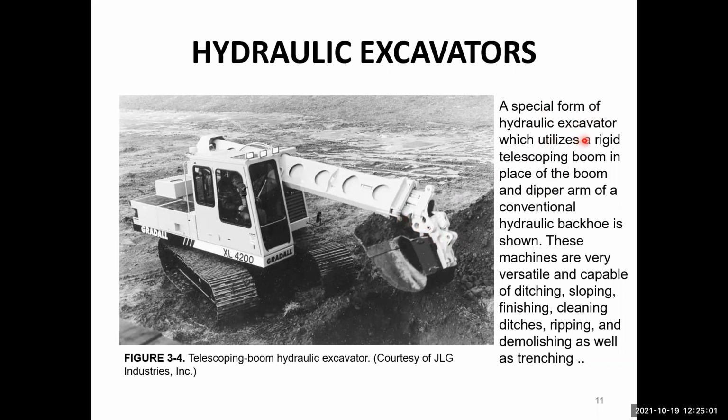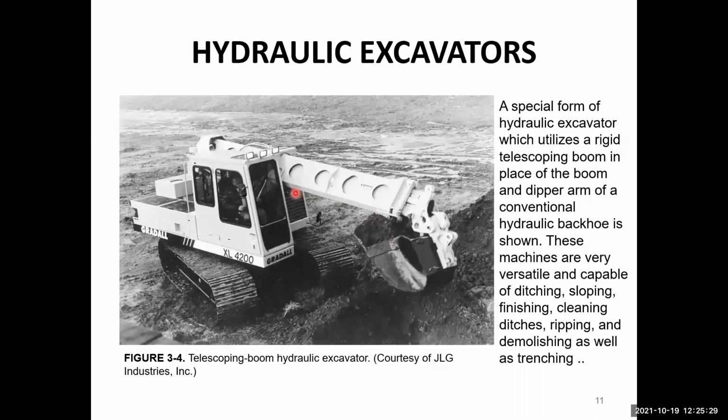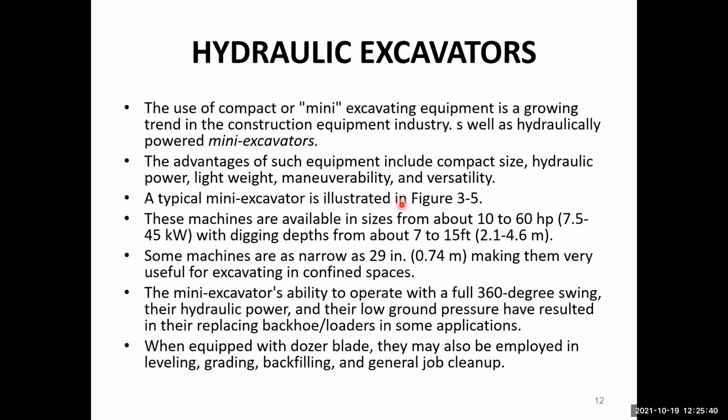So a special form of the hydraulic excavator which utilizes a rigid telescoping boom in place of the boom and dipper arm of the conventional hydraulic backhoe is shown here. These machines are very versatile and capable of ditching, sloping, finishing, cleaning ditches, ripping, and demolishing, as well as trenching. So the reach of these machines may be much longer than the previous machine over here. So if you want to increase the reach, then that means the telescoping boom may be extended over here.